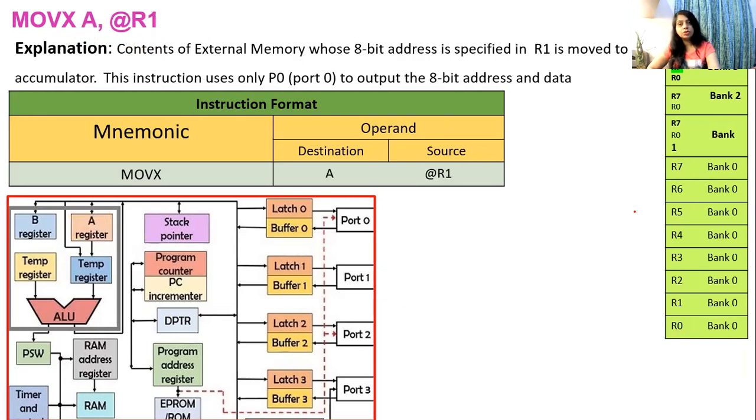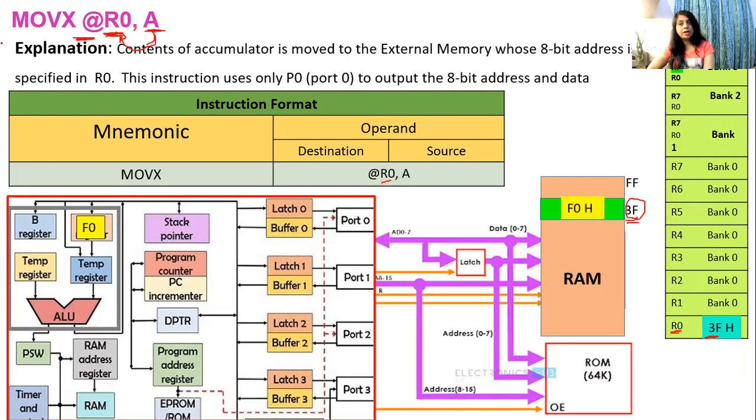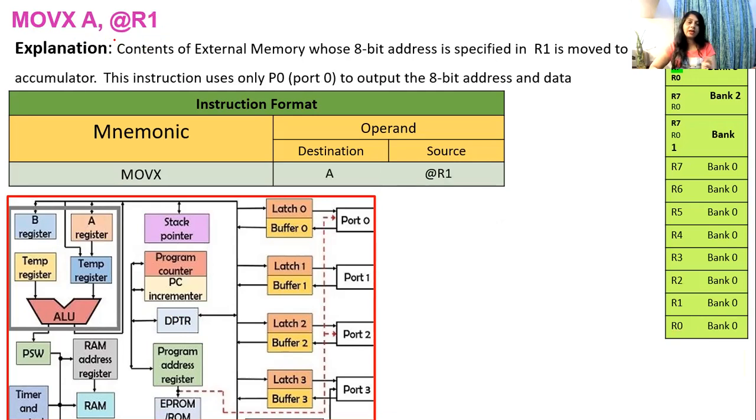So it was very easy. Now, next is MOVX. Now we have changed the position. Earlier, the data was flowing from accumulator to memory. Now I have written @R1. Now I have used R1. So from R1 to accumulator. So the contents of external memory whose 8-bit address is specified in R1 is moved to A. Remember, the address is of 8 bits. Why 8-bit? Because R1 is an 8-bit register. So here R1 holds the address.